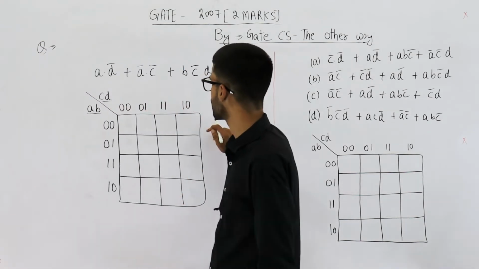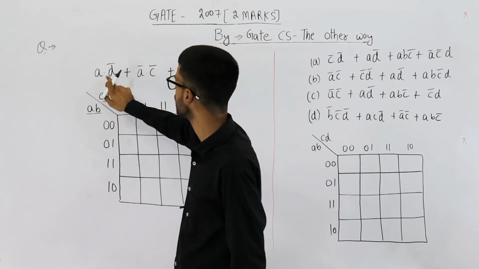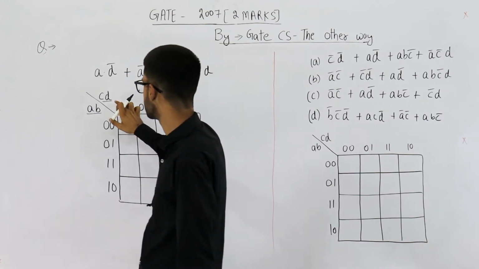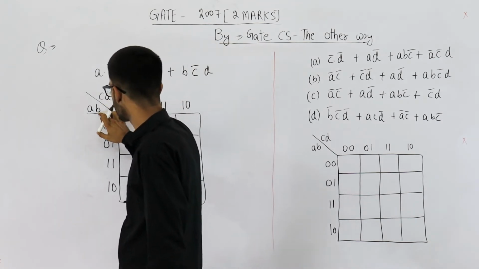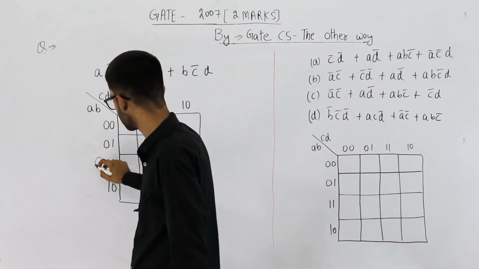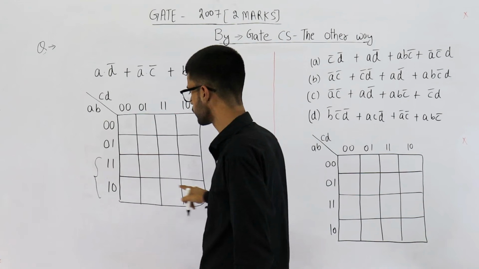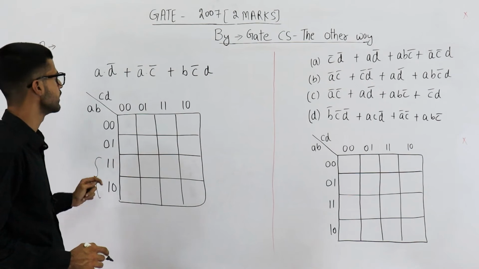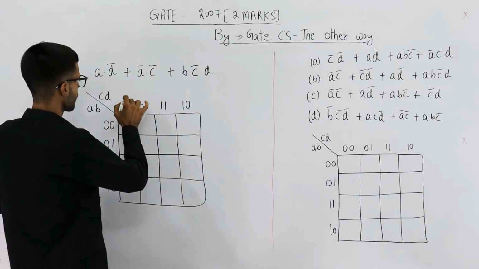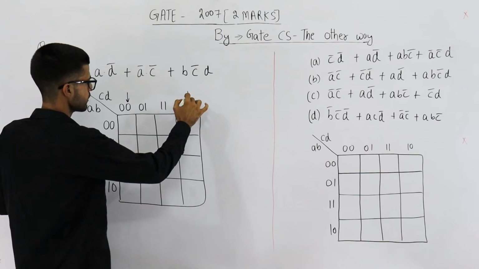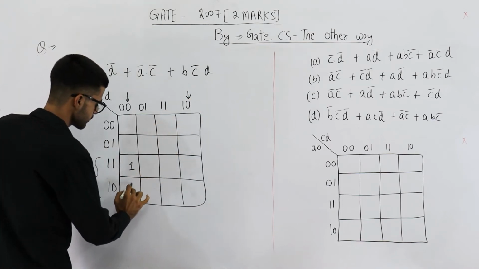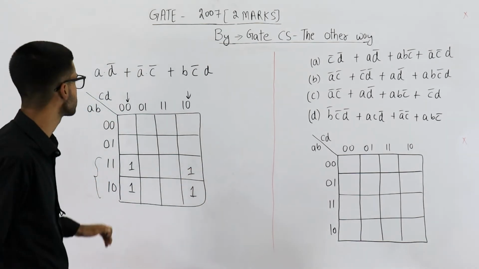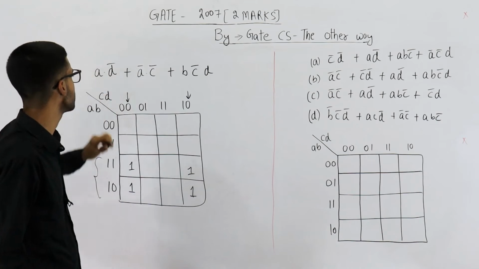I've drawn the K-map here. Let's fill it. So A, D bar. That means A must be 1, D must be 0. Let's see where A is 1 and D is 0. A is 1 for these two rows. You can see A is 1 for all of these 8 cells and D is 0 here as well as here. So the intersection is this much. For all of these cells, the given condition is satisfied. That means A must be 1 and D must be 0.